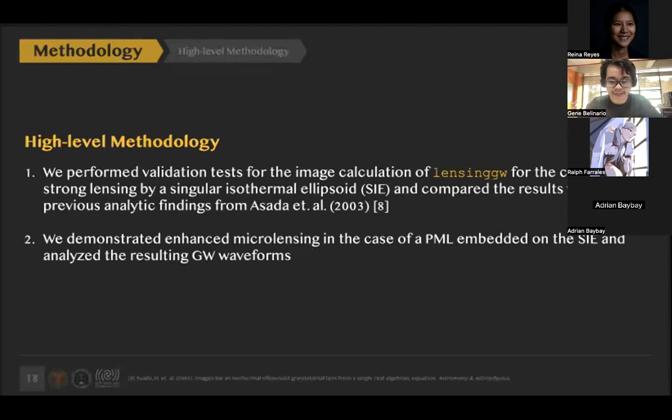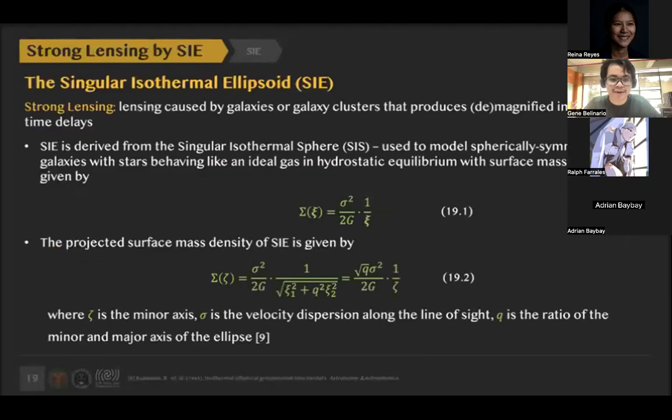Now, for a higher level methodology, or the more abstract methodologies in this thesis, first, we performed validation tests for the image calculation of lensing GWs for the case of a strong lensing by the singular isothermal ellipsoid. And then we will compare the results with the previous analytic findings from a study by Asada et al. And next, we demonstrate the enhanced microlensing of the PML embedded on the SIE, and then analyze its resulting waveform. So first, we begin with the strong lensing of the SIE.